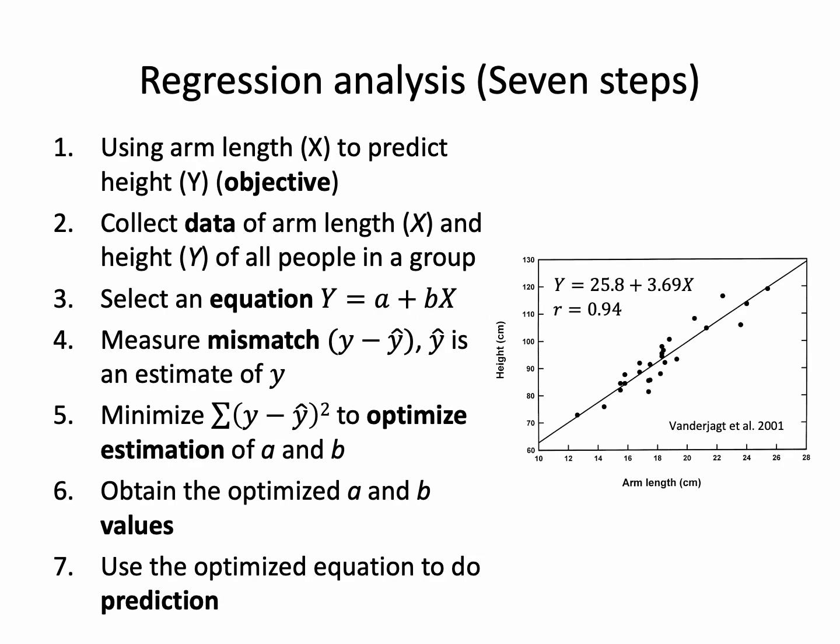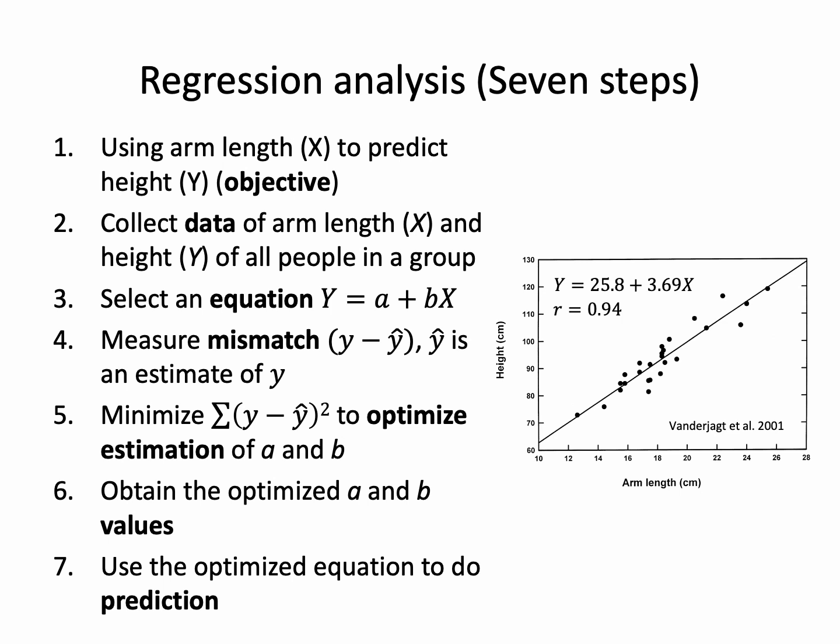Now let's explain the procedure of data assimilation. To help learn about the procedure, we may examine how we conduct a regression analysis. When we study a relationship between arm length versus height, for example, we usually have to go through 7 steps. First, we need to decide what the objective is. In this case, we try to predict height from arm length. Second, we need to collect the data of arm length and height for a population we are going to study. Third, we need to select a regression equation. In this case, a linear model is adequate.